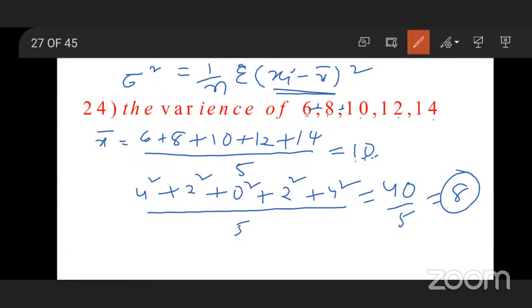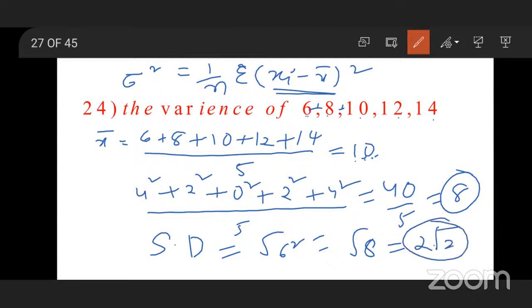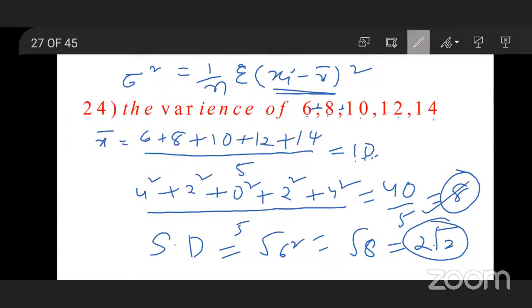Therefore, standard deviation. What do you want? The variance is 8 only, but if we're asked for standard deviation, what is the standard deviation? Standard deviation means root of sigma square. Root of sigma square means root 8. Root 8 is equal to 2 root 2, which is the standard deviation. But you're asking in this problem only variance. Variance is equal to 8 is our correct solution of the problem.